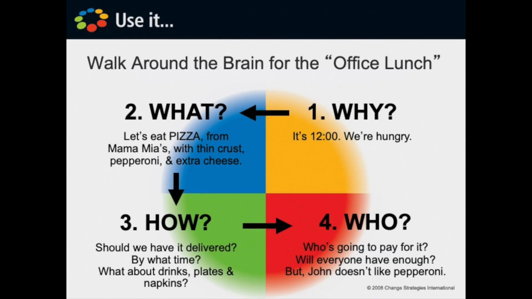And then you got the reds, who say, who's going to pay for it? Is everybody going to have enough? But what about John? Johnny doesn't like pizza. We have to make sure that all brain thinking styles are involved in the decision to make sure that we get to the right decision. When we communicate, both written and verbally, this is a really key way of thinking. Now, you've already learned how to write a P&G one-page memo.